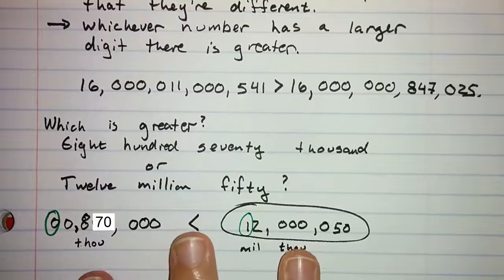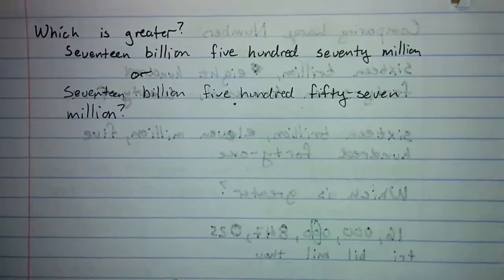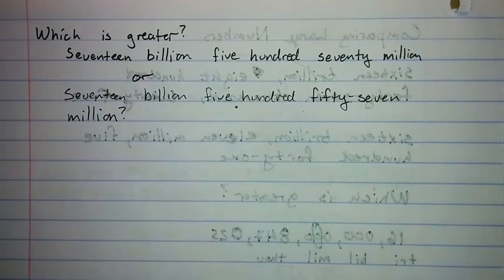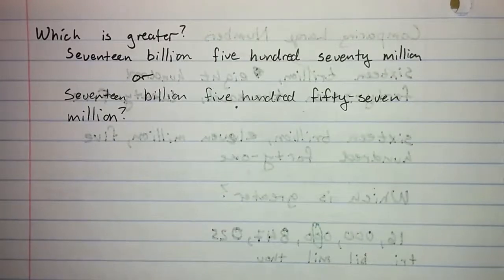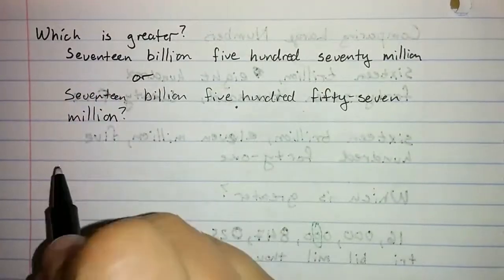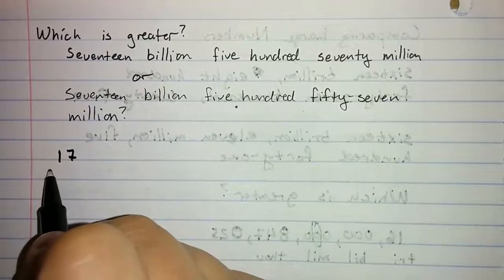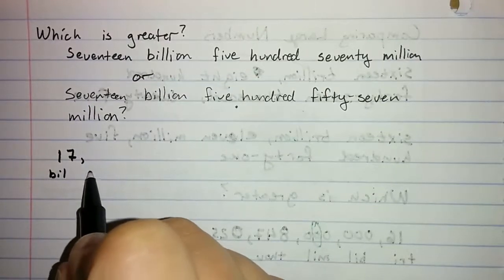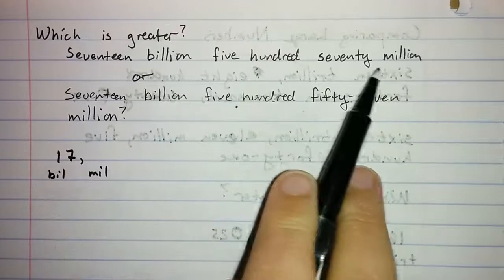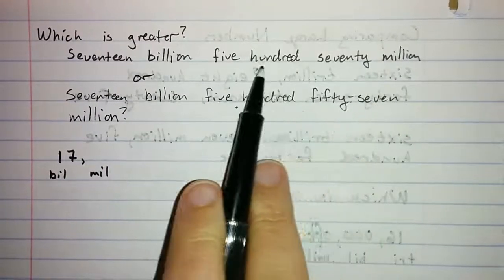I'm going to have you try one of these as well. Decide which is greater, 17,570,000,000 or 17,557,000,000. Pause the video and try this now. Okay, again, our first step should be to write these in numerals. So 17 billion. Now the next group is the millions group. Oh, I actually have millions.